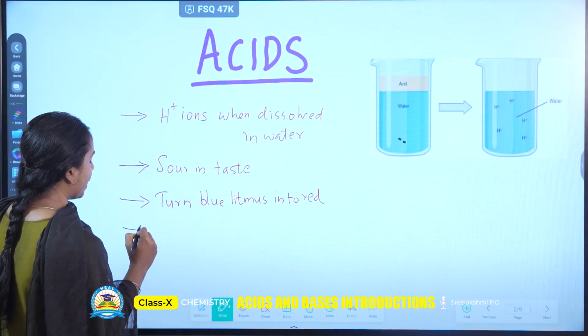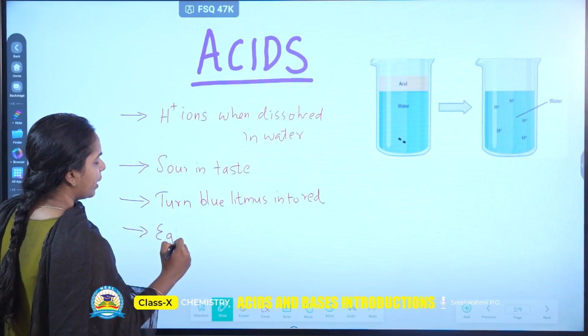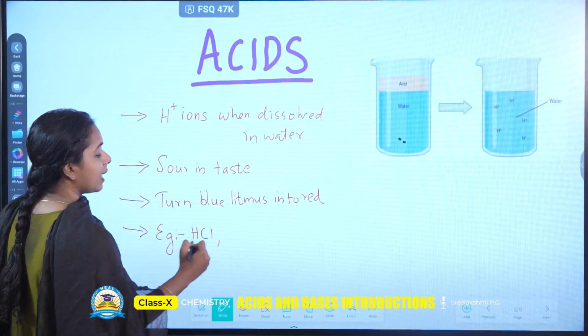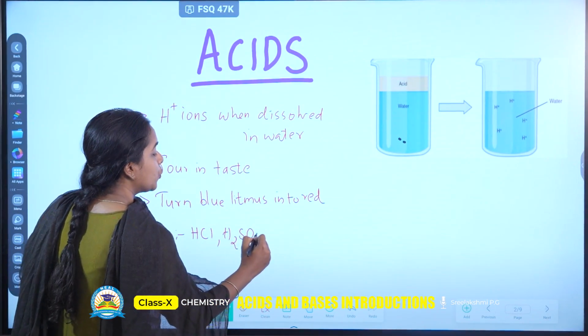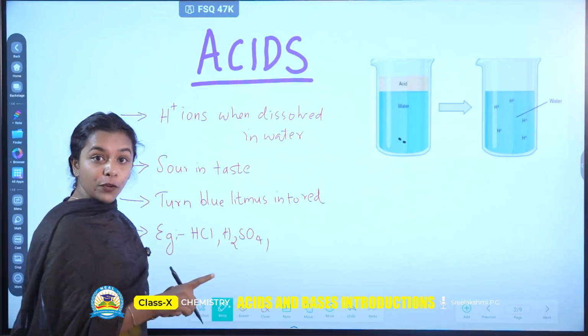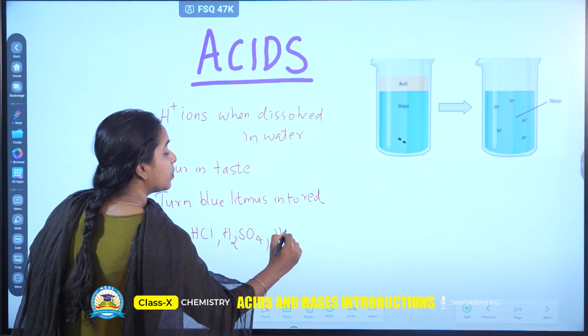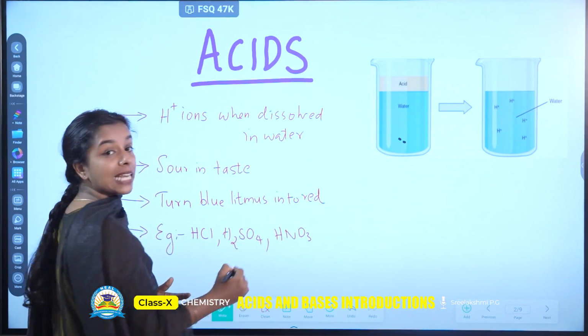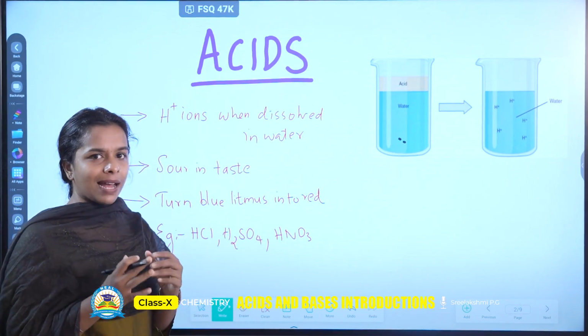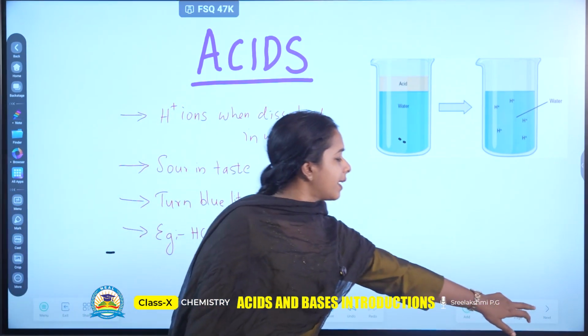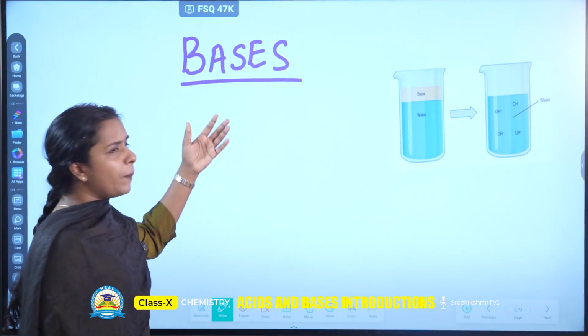Now we will discuss some examples. What are the examples? HCl, that is hydrochloric acid. H2SO4, that is sulfuric acid, and the next one is HNO3, that is nitric acid. Okay, so now you must have an idea about acids, right? Then we will go to the next one, that is bases.